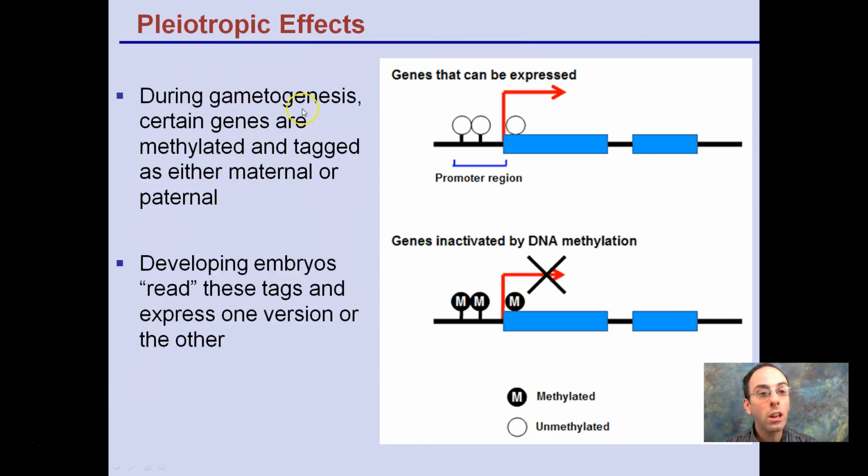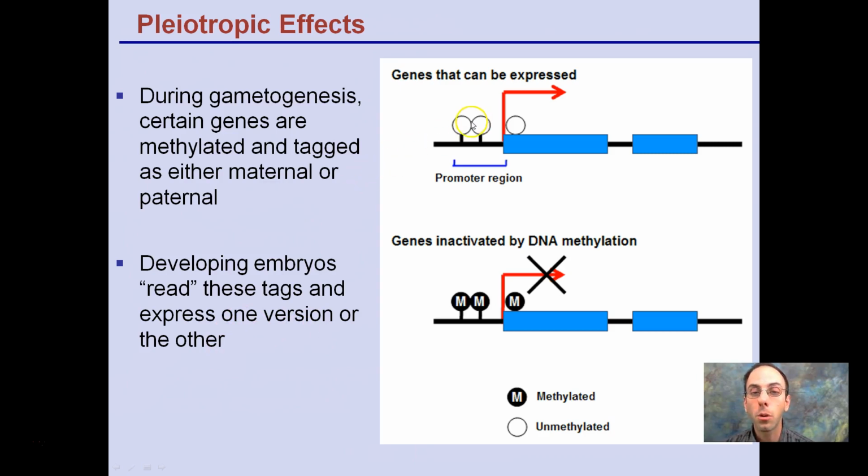During gametogenesis, certain genes are methylated and tagged as either maternal or paternal. So how does your body know which one comes from mom and which one comes from dad? It can, in some way, be related to the amount of methylation that occurs. Developing embryos read these tags and express one version over the other.